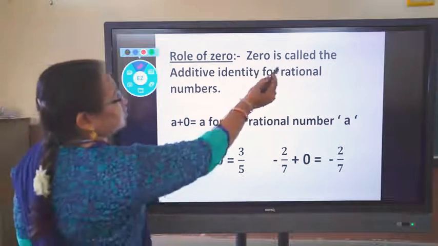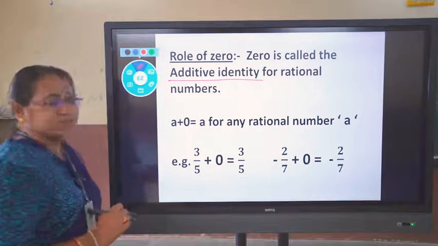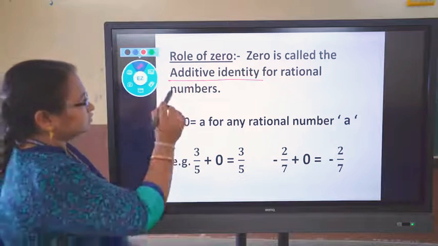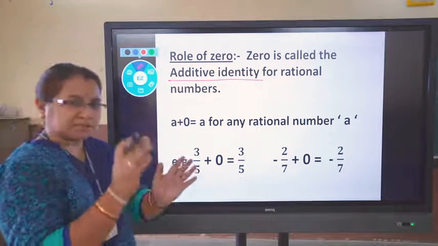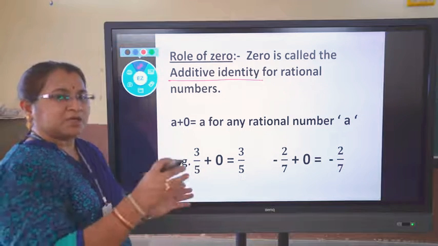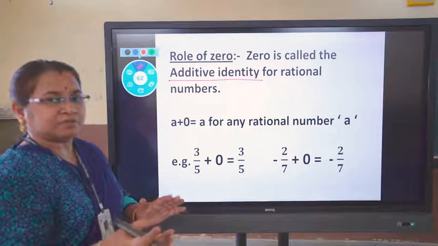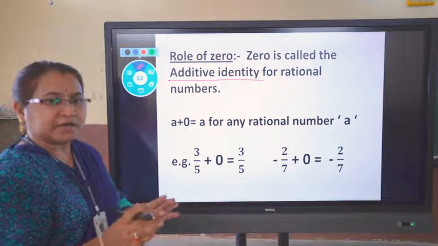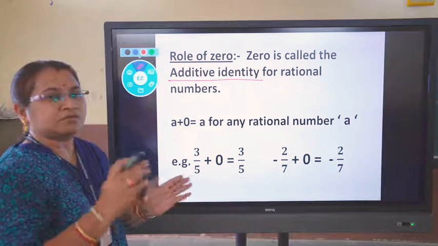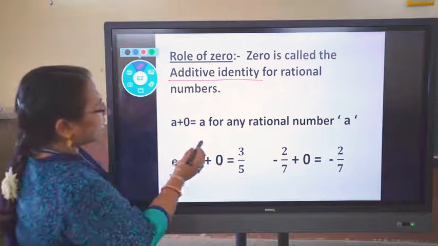So 0 is also called the additive identity for rational numbers. Why is it called additive identity? Additive identity means we have to find such a number which, when added to a number, leaves the number the same. That means any number added with, suppose, the number 5, the answer will remain as 5. Only then is that number called the additive identity. And 0 is such a number which, when added with any number, gives us the same answer as what we had taken before. So 0 is called the additive identity.